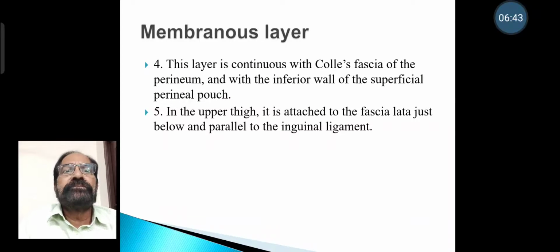This layer is continuous with the Colles fascia of the perineum and with the inferior wall of the superficial perineal pouch. In the upper thigh, it is attached to the fascia lata just below and parallel to the inguinal ligament.